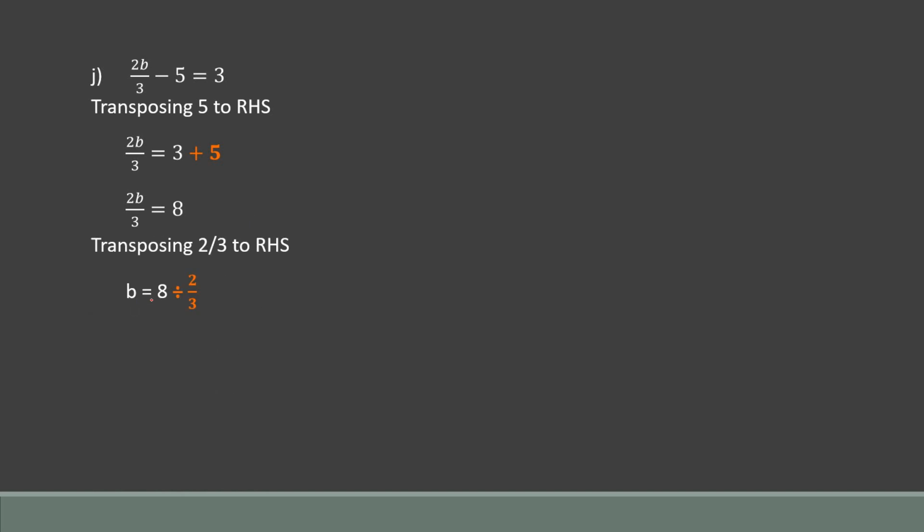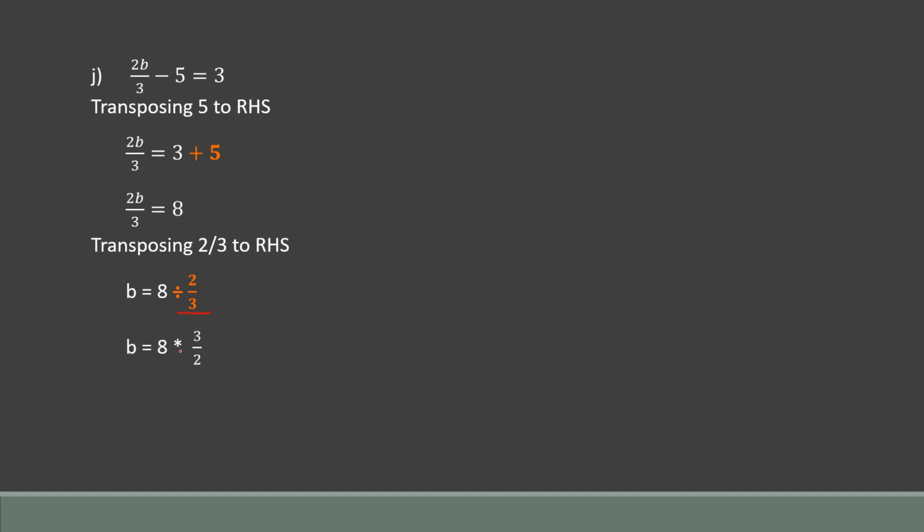Now the last is 2b upon 3 minus 5 is equal to 3. So simply transpose this number to the right hand side. It will become plus 5. So 2b upon 3 is equal to 3 plus 5, that is 8. So my new equation is 2 upon 3, a fraction number, b is a variable, is equal to 8. Now what will I do? I will transpose this 2 by 3 to the right hand side. I will write it this way, b is equal to 8 divided by 2 by 3. Don't forget to take the inverse of this number.